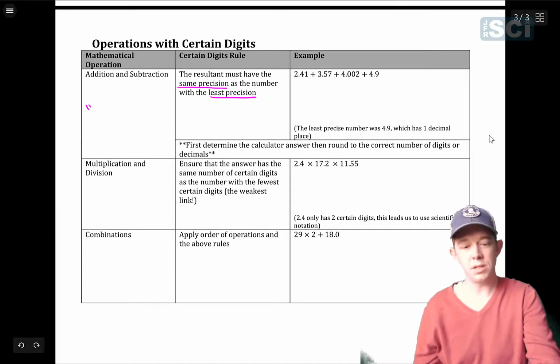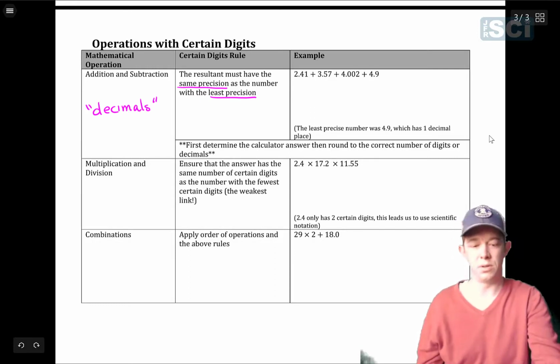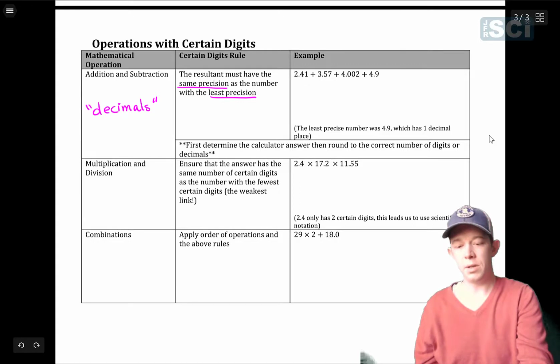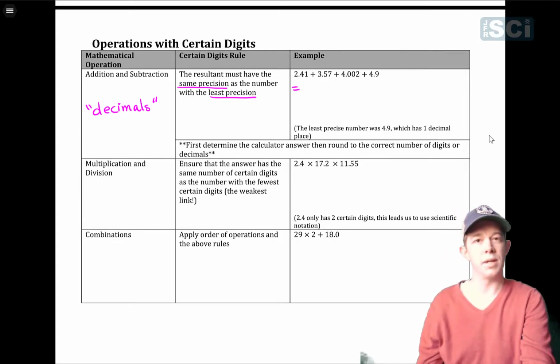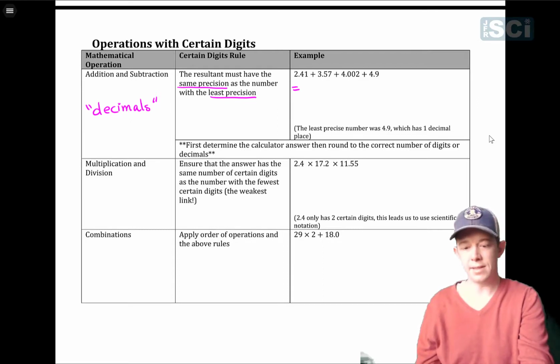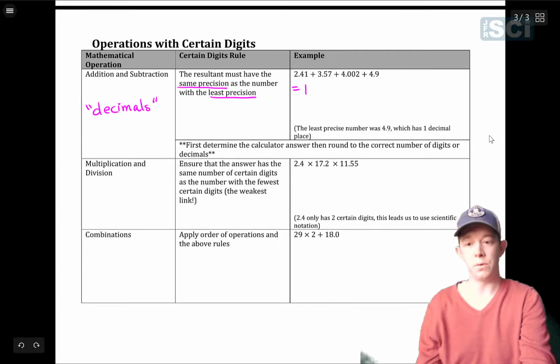So with addition and subtraction, it comes down to how many decimals I have. What I'm going to do is add all of these together and determine how many decimal places I have. So 2.41 plus 3.57 plus 2 plus 4.9 comes out to 14.882.